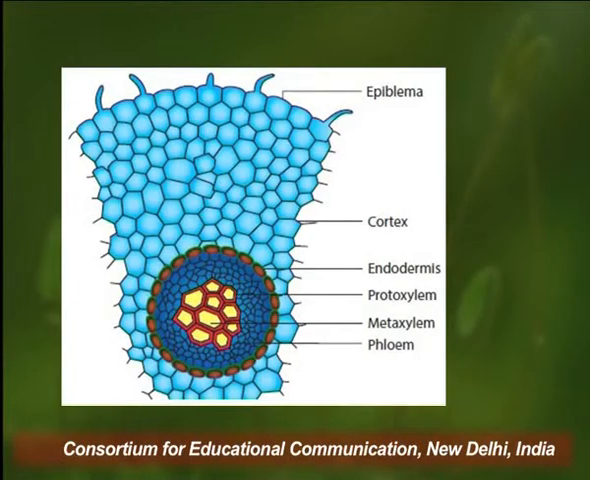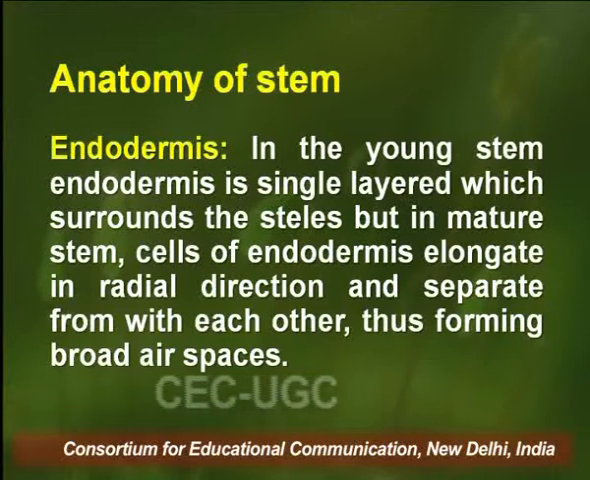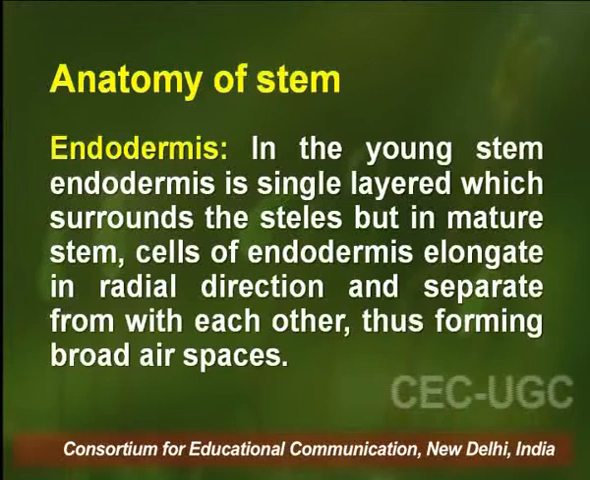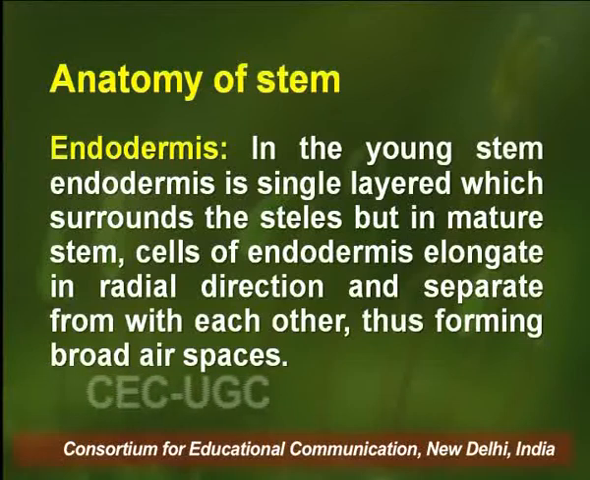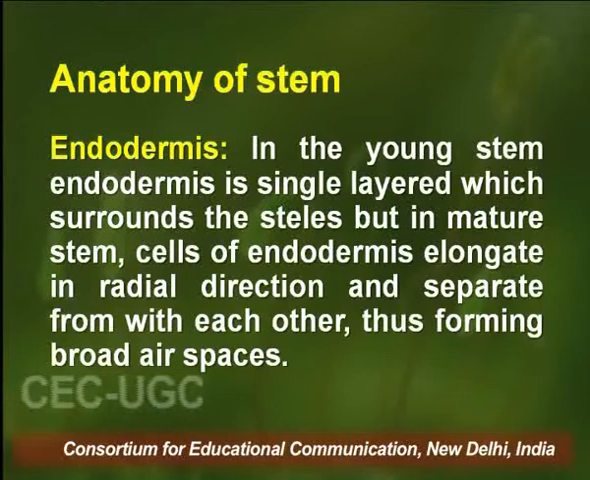Here you can see in the diagram that the outermost layer of the stem has a one cell thick epidermis, and inside this epidermis lie multiple cell layers called the cortex. Now in the case of the stem, the endodermis is also present. In a young stem, the endodermis is single layered, which surrounds the stele. The stele is those structures which bear xylem and phloem.